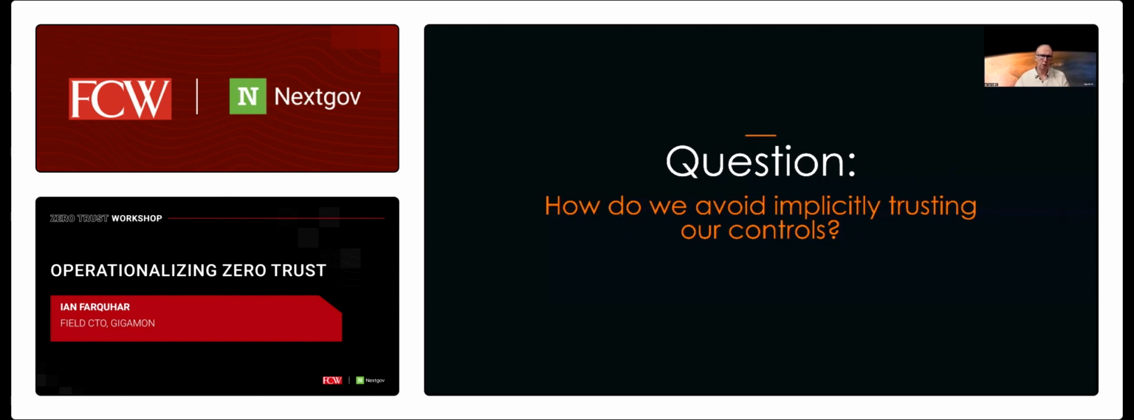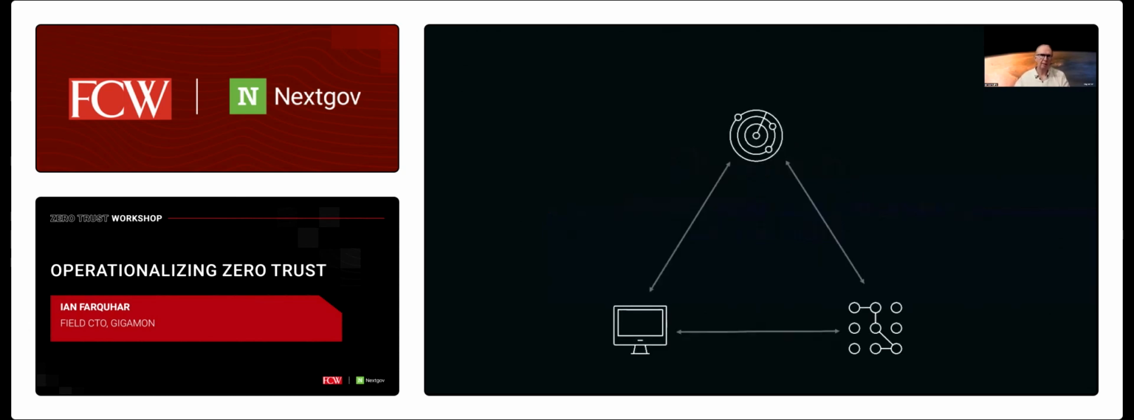We need to look at the controls that implement zero trust not as perfectly reliable, but as things subject to failure. Therefore, we need to drive implicit trust out of our zero trust architecture. We need to look at all of the controls that form our zero trust architecture and decide why we trust them and make sure that we are not implicitly trusting them. It's in the standard.